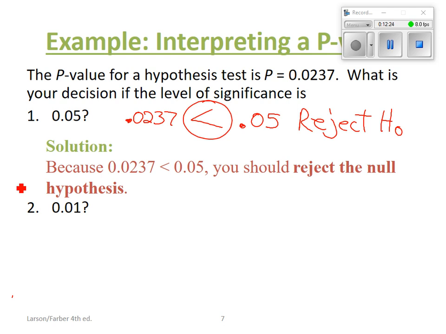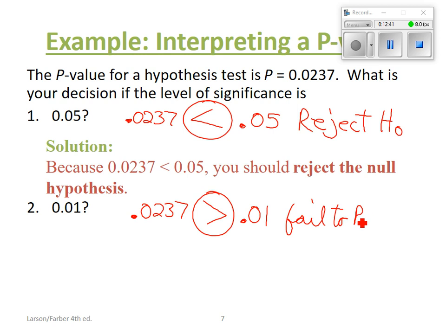Next one, 0.01. So if I do the same thing here, I do 0.0237, 0.01. What symbol goes in there this time? Greater than. So what's that tell us to do? Fail to reject the null. When we get to a test, that right there is going to be a point on a problem, all right?